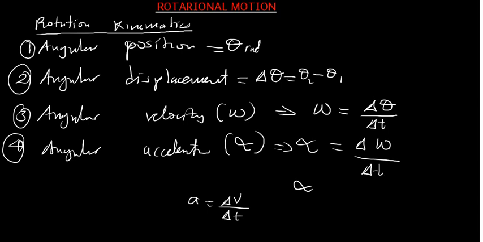We know that angular velocity is in radians per second, and then divided by time, which is in seconds. So therefore the unit becomes radians per second squared. So that is it. So these are what we are interested in.